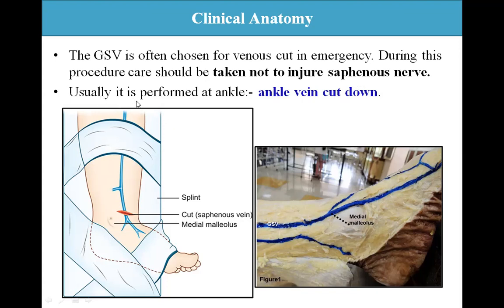This venesection is usually performed at the ankle. Therefore, it is known as the ankle vein cut down. So here is the medial malleolus, and here is the great saphenous vein. Okay. And usually the cut is done in this region. Here is the procedure. Splint applied. And here is the great saphenous vein, and here is the cut taken for the venesection.